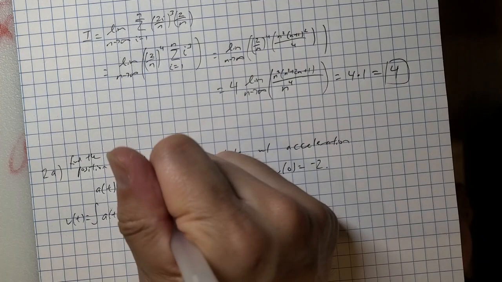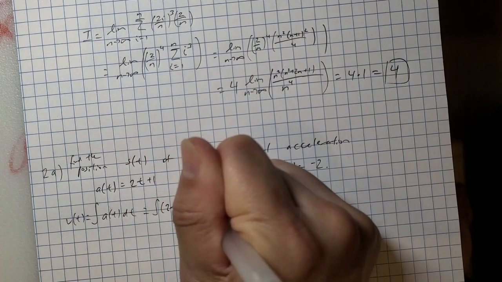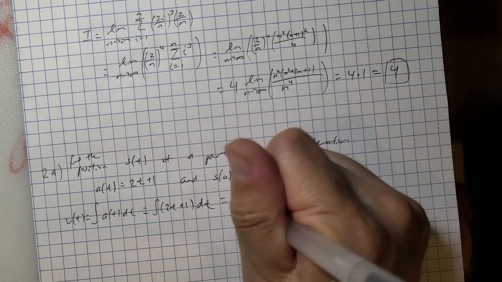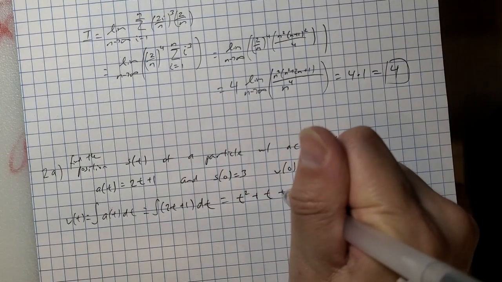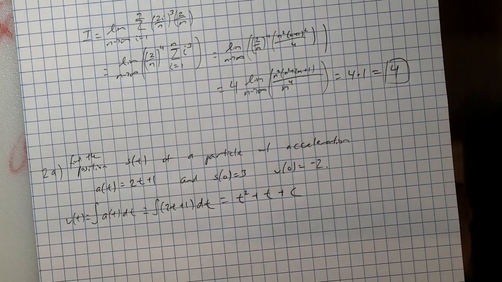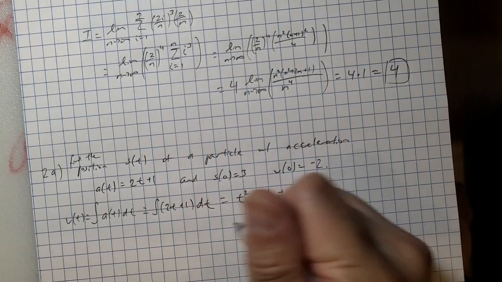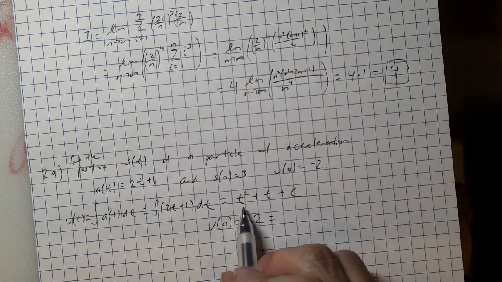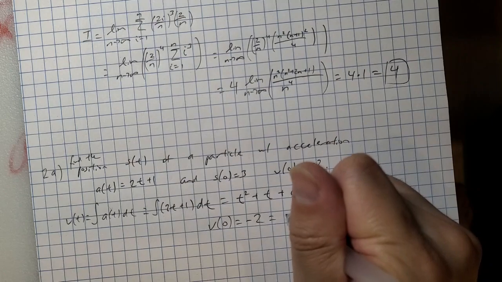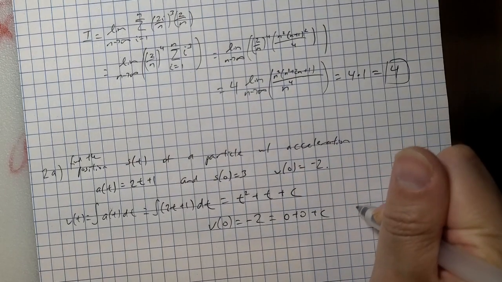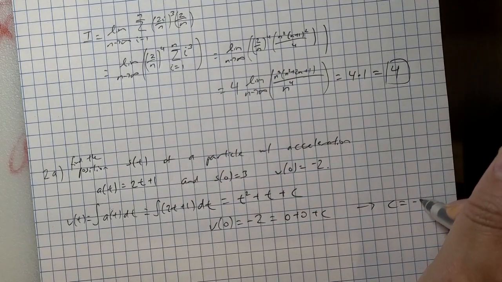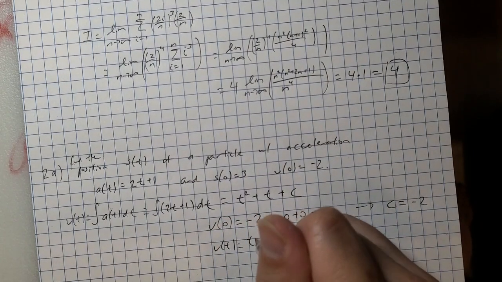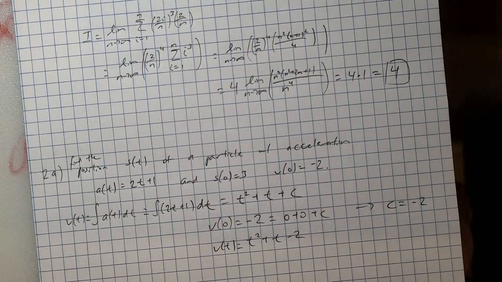So, it's the integral of 2t plus 1 dt. That's just t squared plus t plus c. Okay? We are given v of 0 is minus 2. So we plug in 0 to here, we get 0 plus c. So c is minus 2. So v of t is actually t squared plus t minus 2.